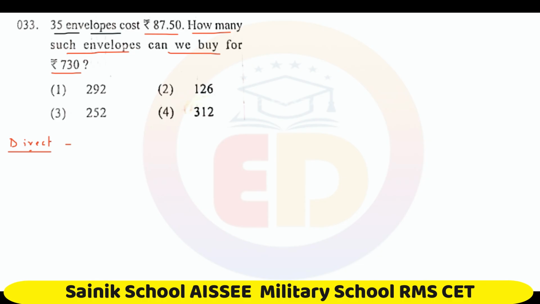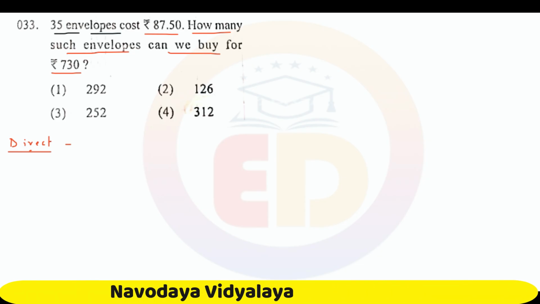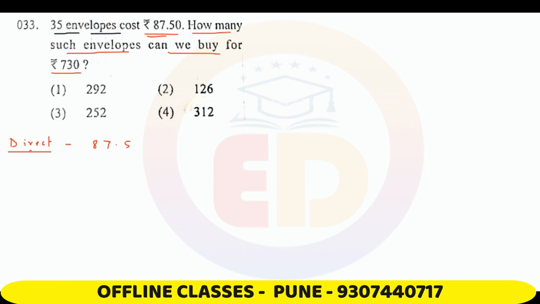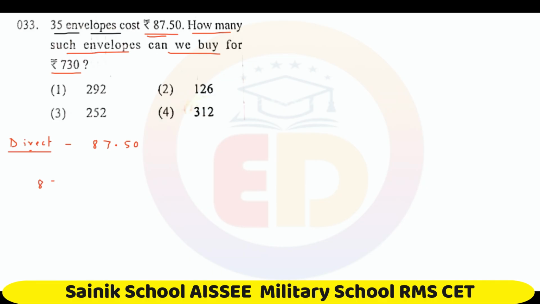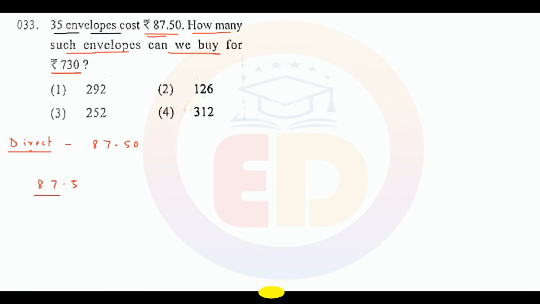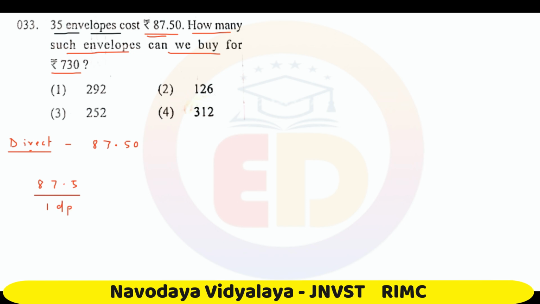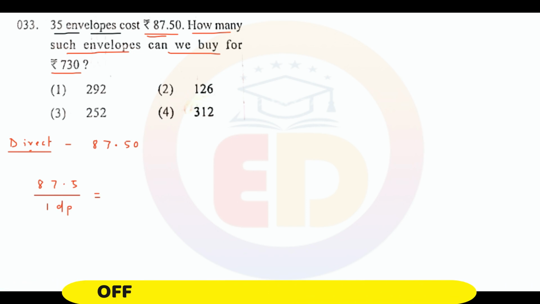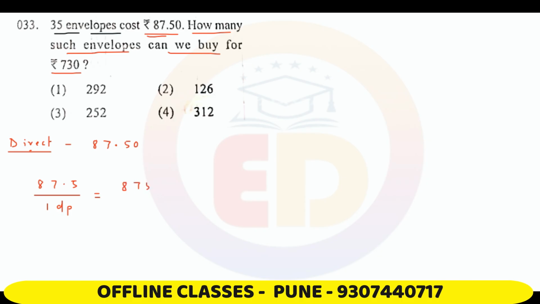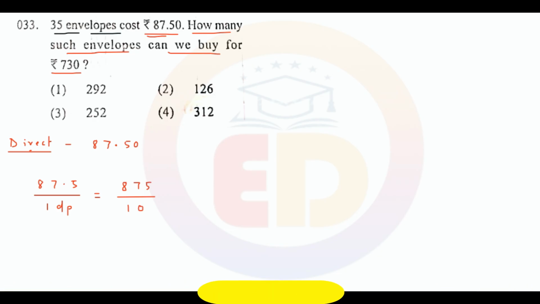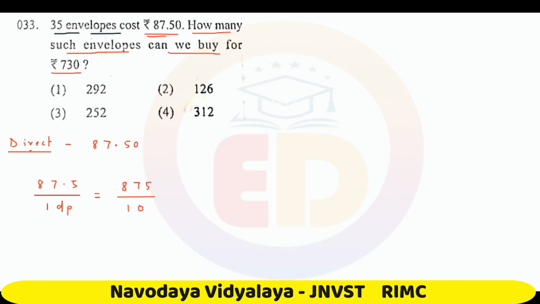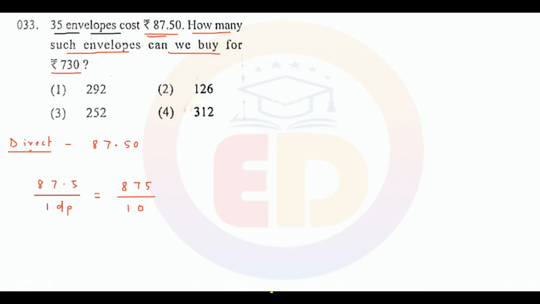Solving this question, they have tried to create a slight confusion by giving the value of 35 envelopes as rupees 87 and 50 paisa. So let's simplify this term. First of all, 87.50 can be written as 87.5, and since it has one decimal place, we will convert this into a decimal fraction, which is 875 upon 10. Now we will solve the question using the value not as 87.50 but as 875 upon 10.